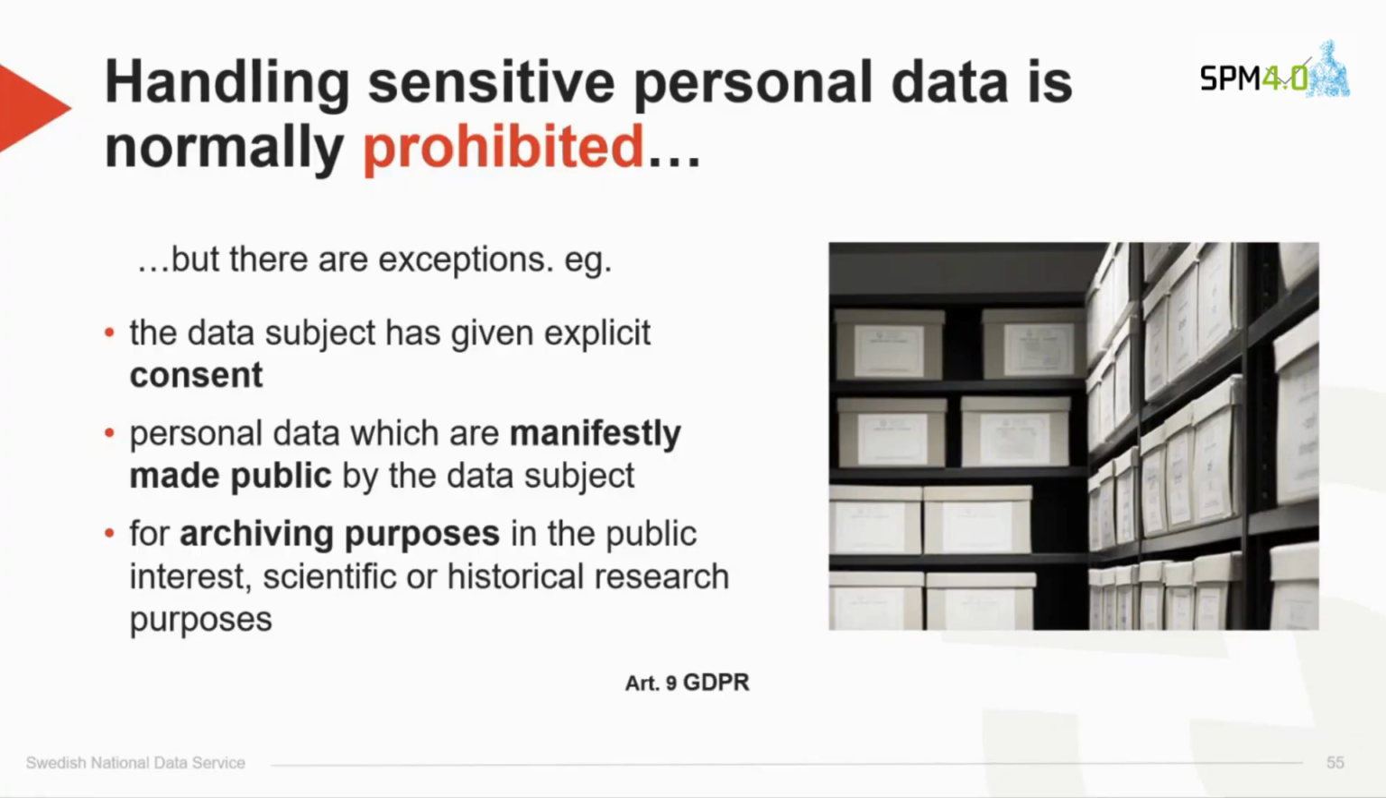Another one is for archiving purposes in the public interest. And in fact, for scientific or historical purposes, you're allowed to use sensitive personal data. This is why we're allowed to do it. But the archiving purposes is interesting because it means you can publish sensitive personal data with restricted access because you're doing it for archiving purposes. Interpretations may vary, but that's what we rely on.